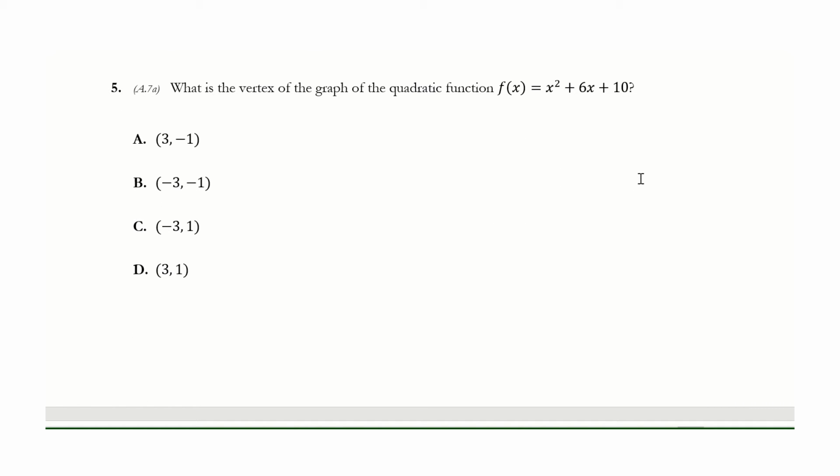Problem 5. What is the vertex of the graph of the quadratic function f(x) = x² + 6x + 10? Is it A, (3, -1), B, (-3, -1), C, (-3, 1), or D, (3, 1)?